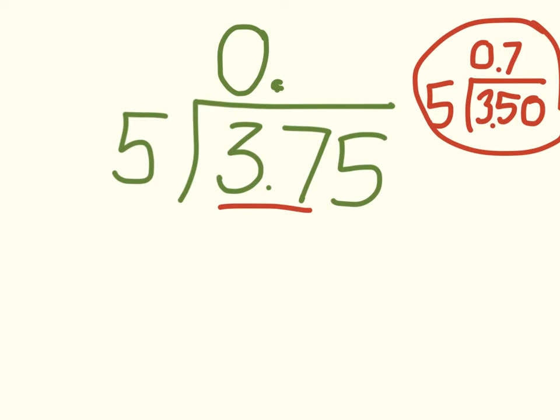Now I'm going to think about the whole number, 37. How many 5s go into 37? That would be 7 at 35.